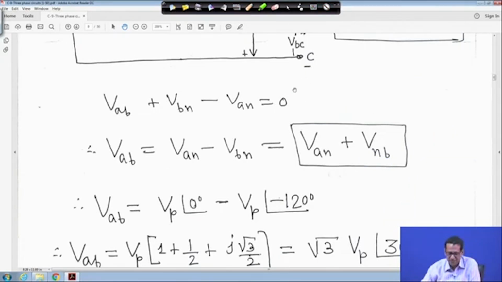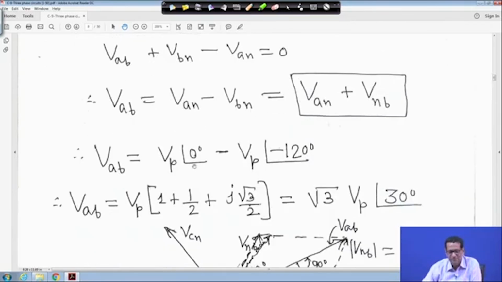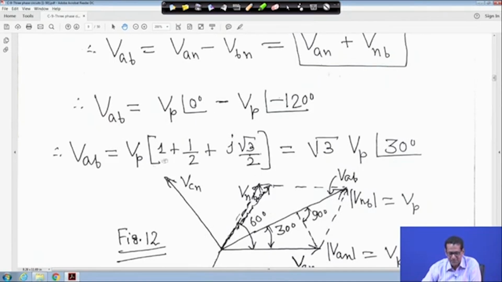So now my VAN is equal to VP angle 0 degree, minus VBN, which is minus VP angle minus 120. We are substituting it. If you do so, VAB will be VP, 1 angle 0 means cos 0, minus of cos 120 minus j sin 120, right. If you do so, it will become 1 plus half plus j root 3 by 2, and if you simplify it, it will become root 3 into VP angle 30 degree, right. So VAB is equal to root 3 into VP, where VP is the phase voltage and A to B is the line voltage. So line voltage is equal to root 3 times phase voltage angle 30 degree.